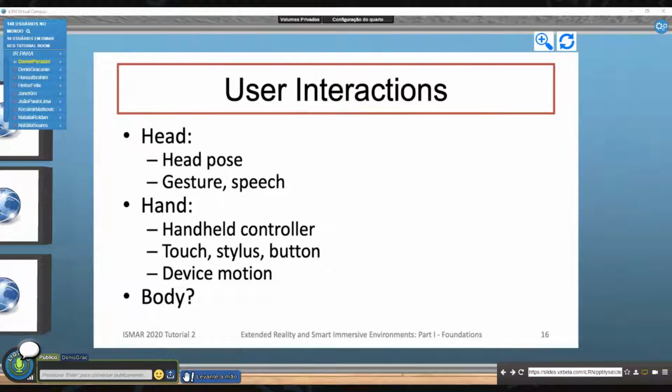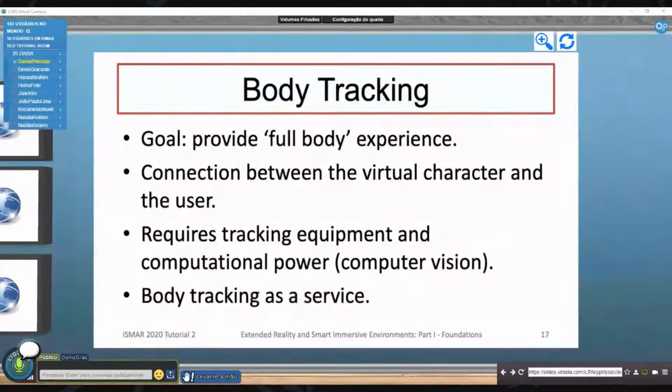But then what we really want to do is to track the body. The reason we want to do that is because that provides a full body experience. We are able to provide connection between the virtual character and the user. So therefore, rather than having that kind of gap where the user uses mouse or keyboard or some other devices to control virtual character movement, we can look at it as the user being, quote-unquote, that virtual character.